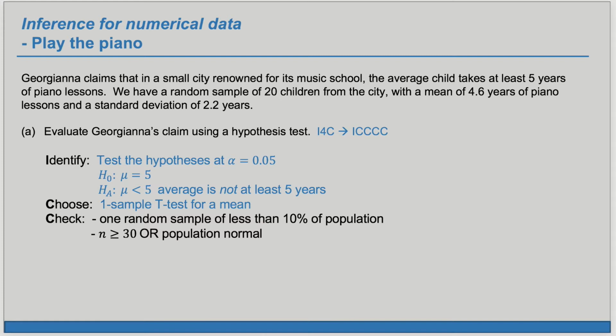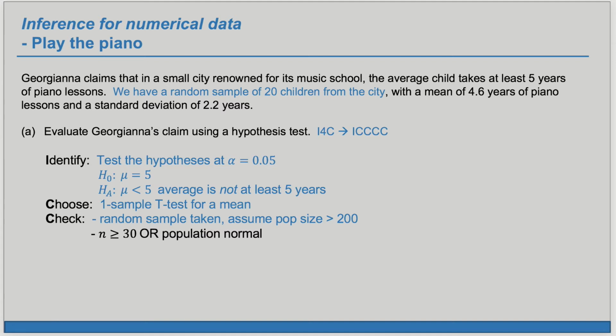We need one random sample of less than 10% of the population. Here the problem states that we have a random sample. And so we'll need to assume that the population size of this city is greater than 200, so that we are in fact sampling less than 10% of the population.